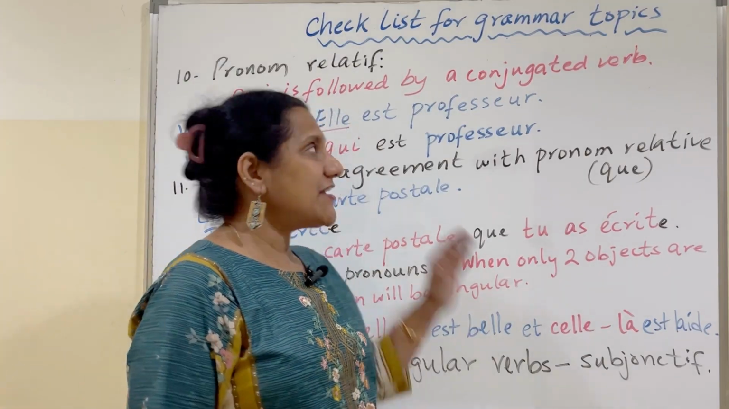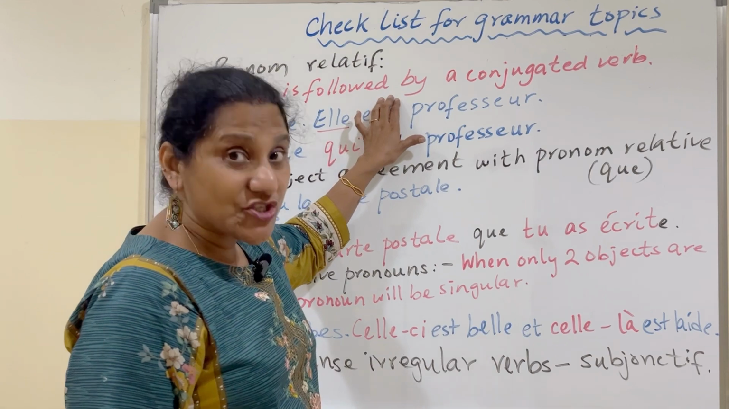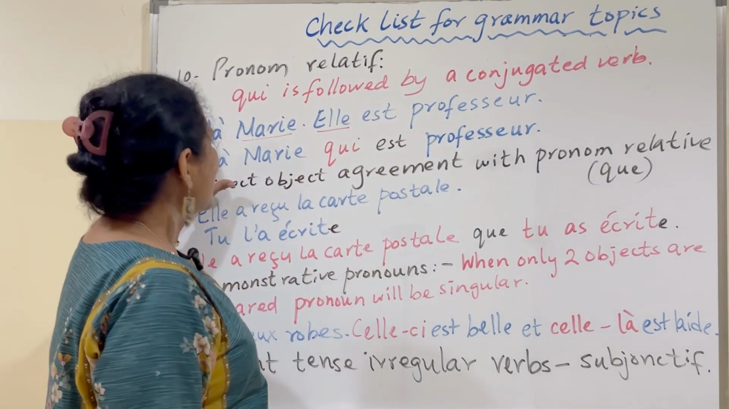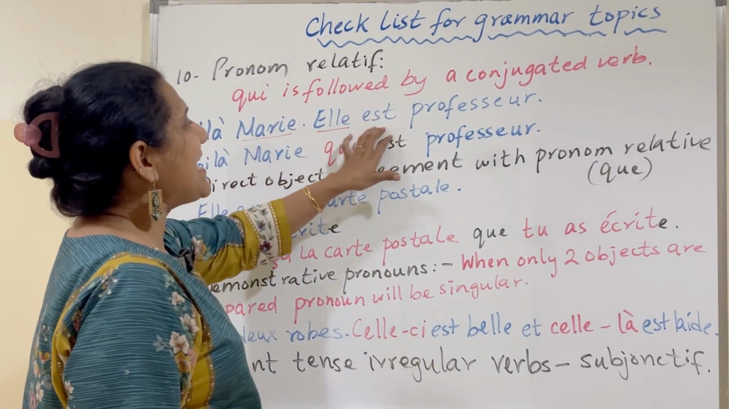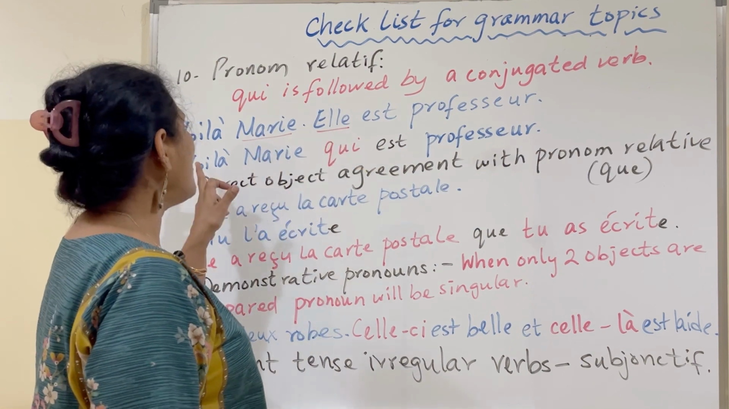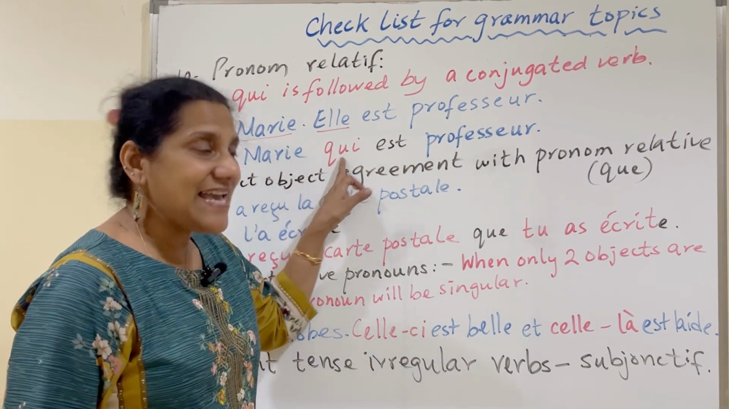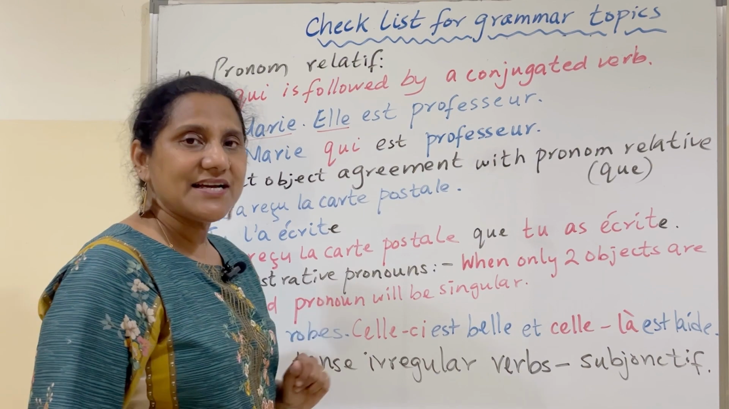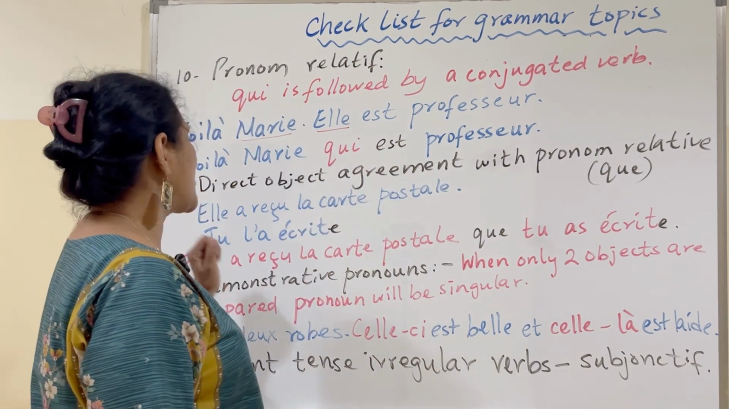Pronom relatif, when we use qui, it's followed by a conjugated verb. Let's look at an example. Voilà Marie, elle est professeur. This is my common noun. Voilà Marie qui est professeur. You can check whether it's followed by a conjugated verb.